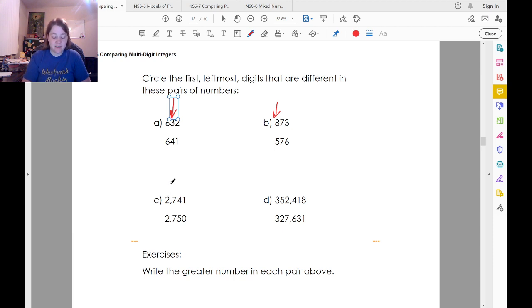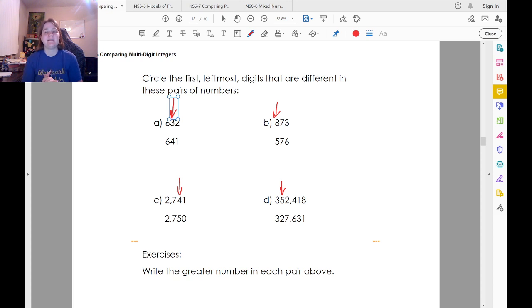Welcome back. For letter C, that one wasn't as easy as A or B. The thousands and the hundreds are both the same, so we need to look at the tens place. For letter D, we want to go ahead and look at not the hundred thousands, but the 10,000s. Go ahead and identify which number is bigger, and when you come back, we'll talk about it.